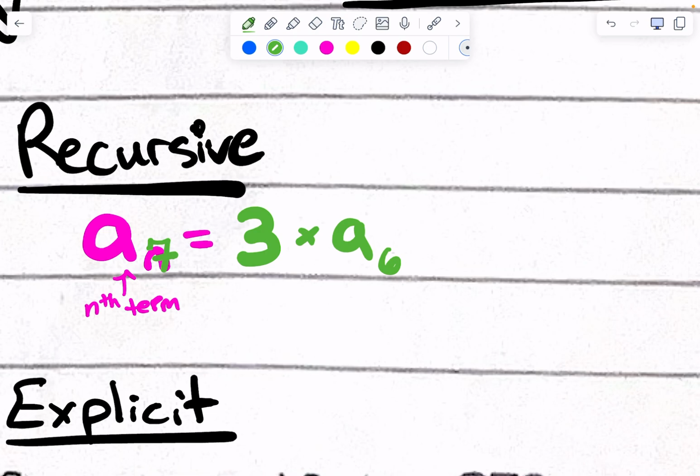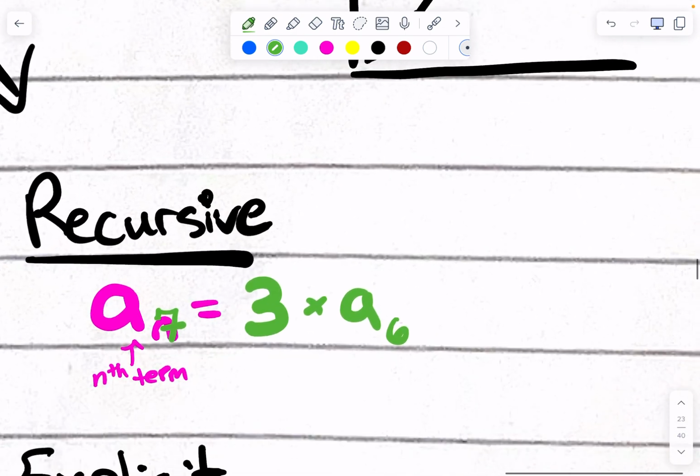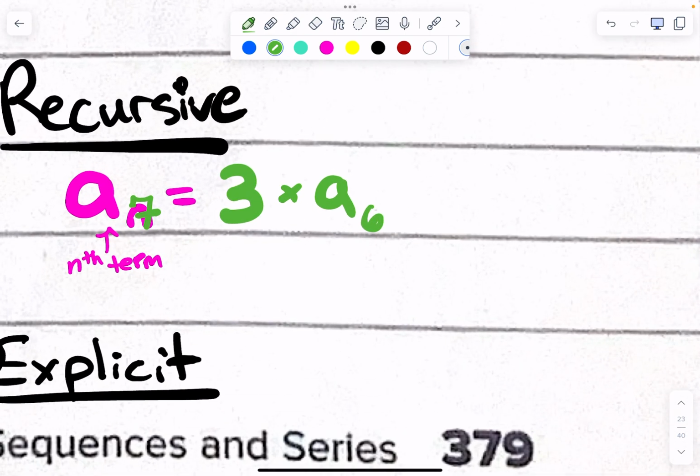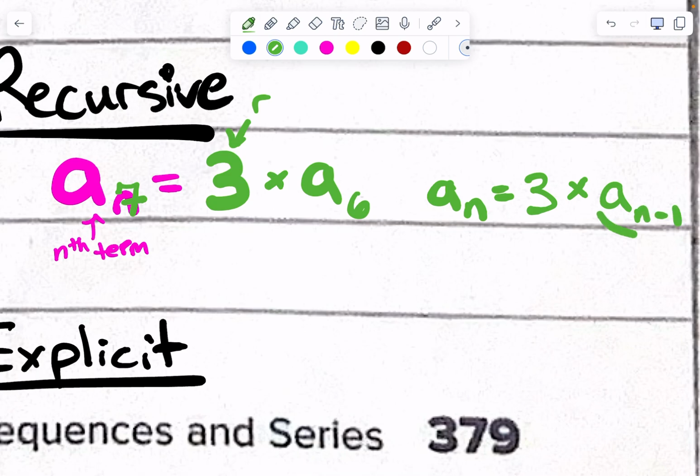Got it? So here's how they write it. Because my pattern was times 3, I take 3 times that number just because my R value is 3 from the pattern up above. So the way that they write this is to find the nth term, I take 3, because that was my R, times the n minus 1 term. Do you understand what this is saying?